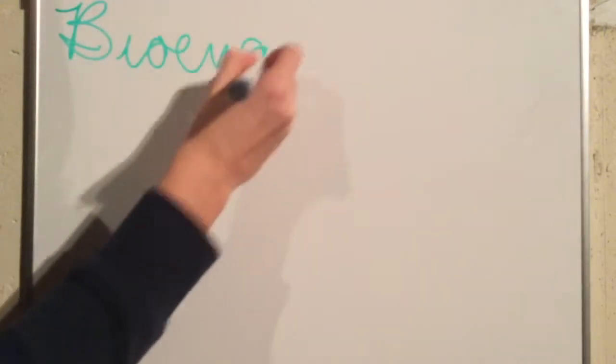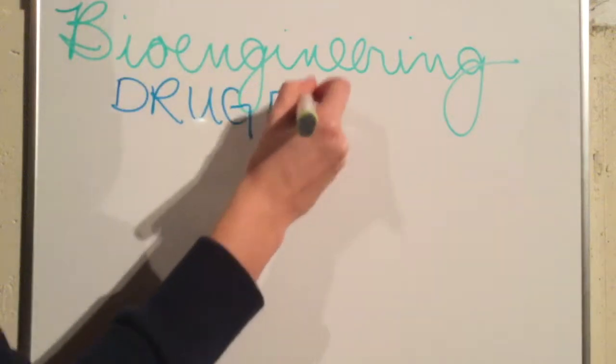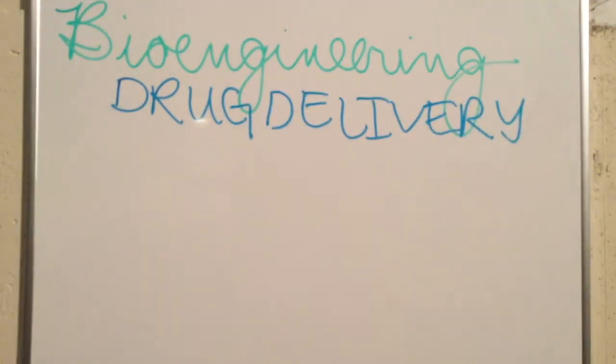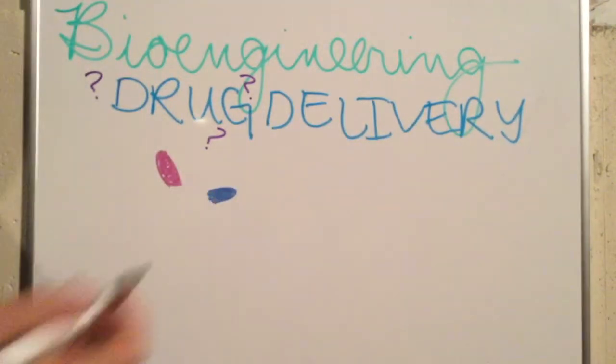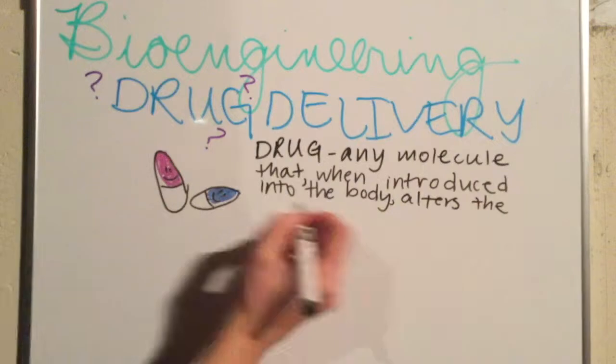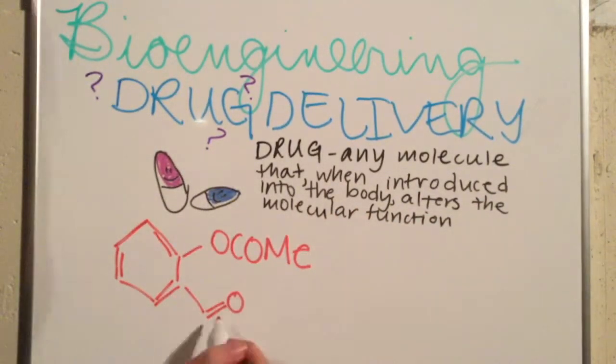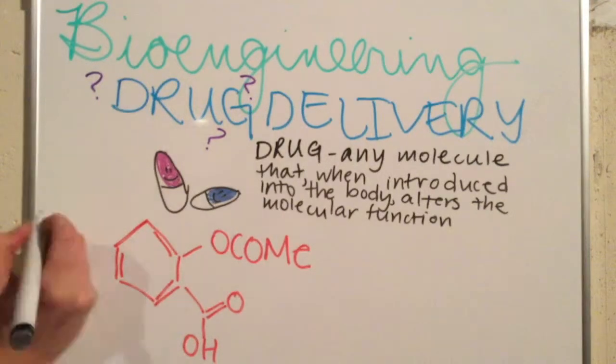Hi, today I want to talk about bioengineering, or more specifically, drug delivery. So, you may be asking, what exactly is a drug? Well, a drug is any molecule that, when introduced into the body, alters function on a molecular level. Aspirin is an example of a common painkiller that reduces fever and relieves pain.